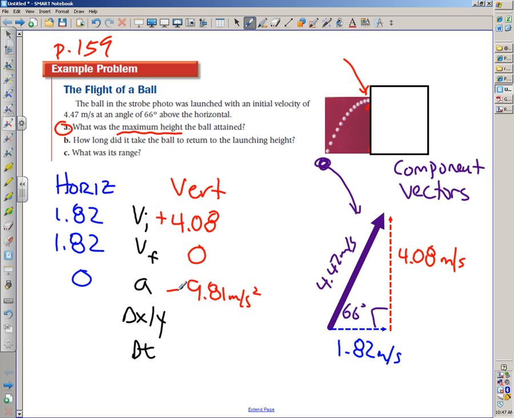Wait, but then you'd have a negative distance. No, not if you do it right. Dave, which equation did you use? I saw it for time, whatever.